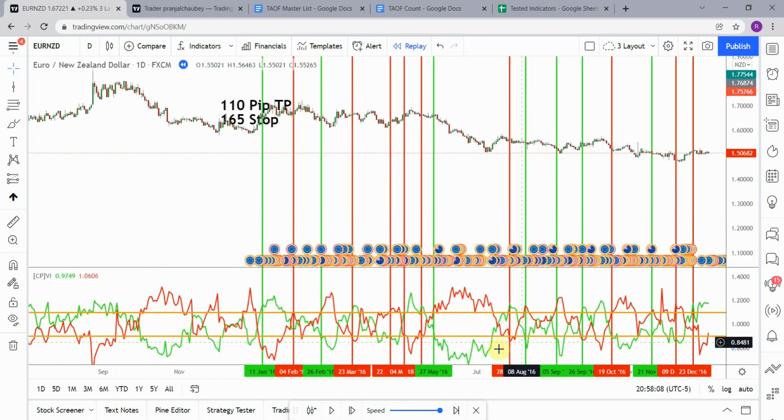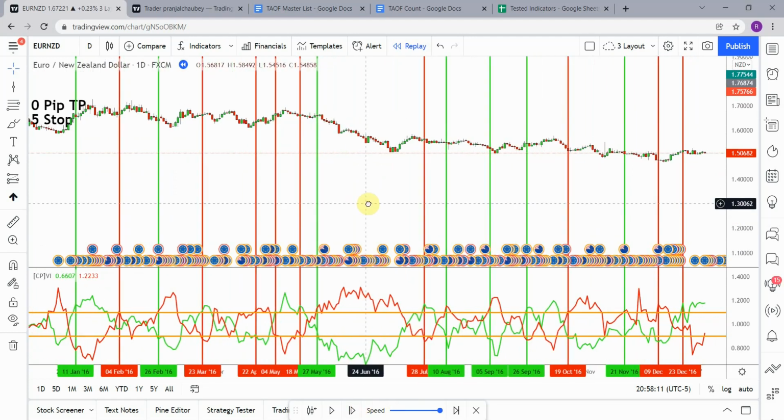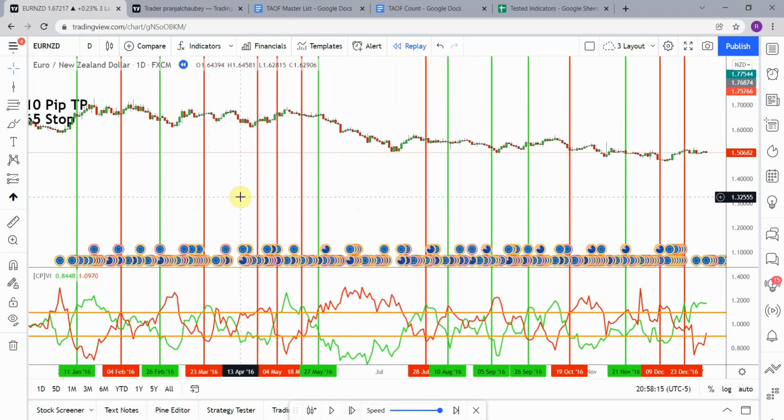All right, back to the indicator here. Let's go ahead and count them out and see what we get. So we have 1, 2, 3, 4, 5, 6, 7, 8, 9, 10, 11, 12, 13, 14, 15, and 16. So we have 16 trades all together, and we have 1, 2, 3, 4, 5, 6, and 7 winning trades.